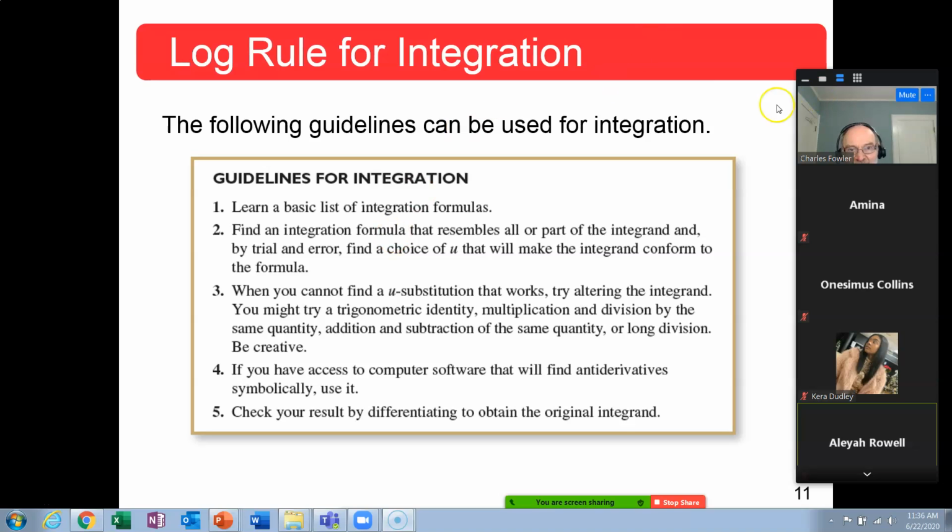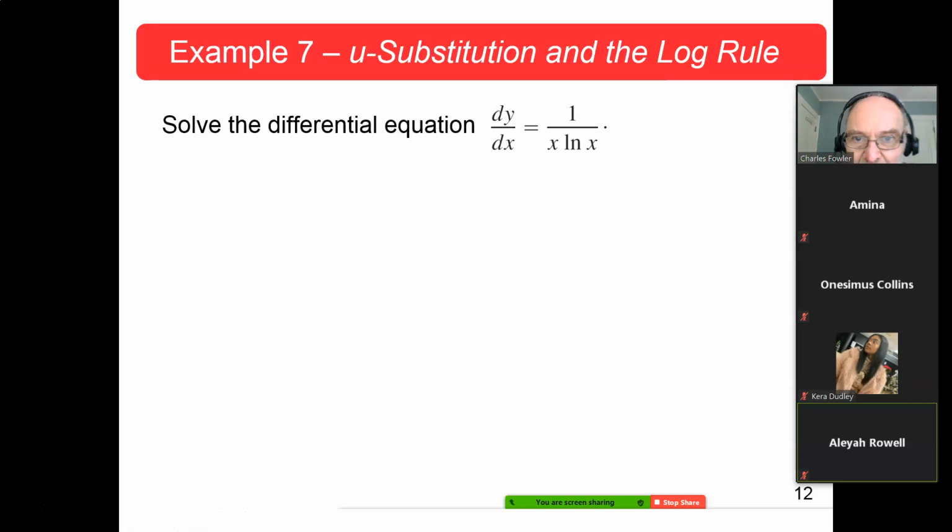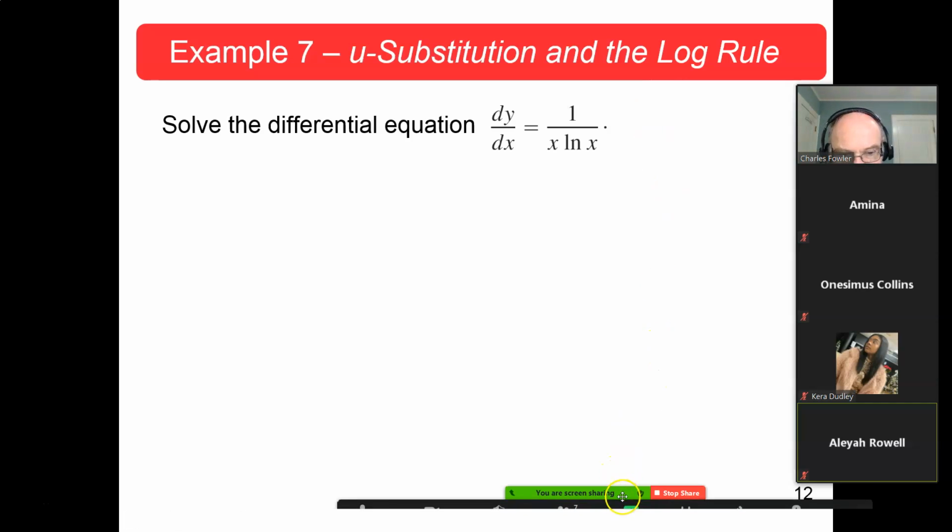For some reason, you have to click on the screen before you'll move on. Okay, here's example 7. Solve this differential equation. Now I think this is time for the whiteboard, sadly speaking.